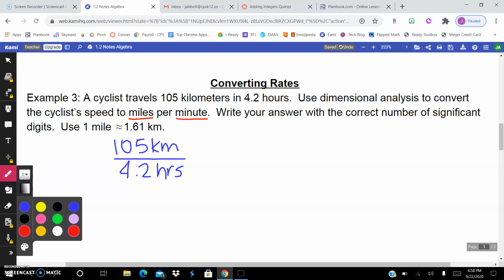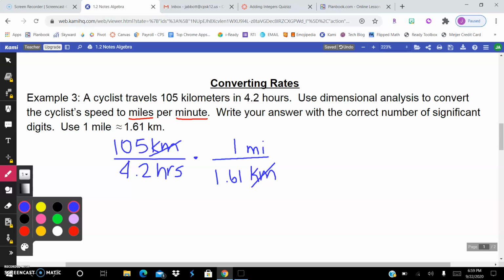So let's take that. We have to do one at a time. I'm going to pick the kilometers. We need to change it to miles. If kilometers is on the top and I want it to go away, I'm going to put it at the bottom, and we're going to change to miles, so I'm going to put miles up here. They told us 1 mile was 1.61 kilometers. Then we can cancel out our kilometers. Now we're left with miles on the top and hours on the bottom.